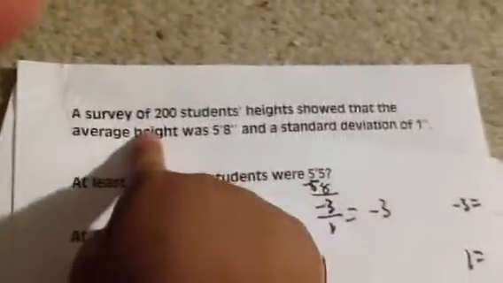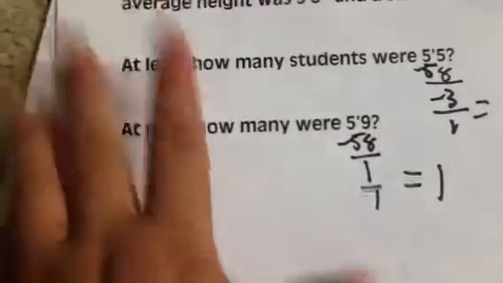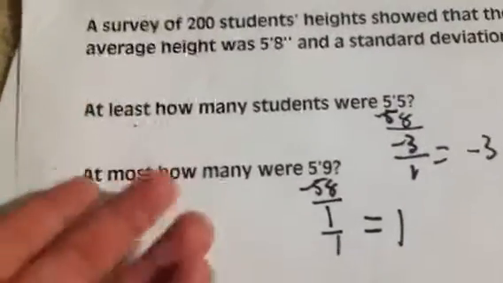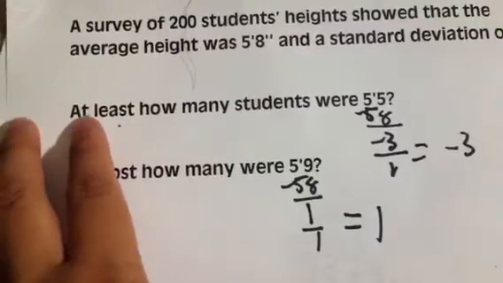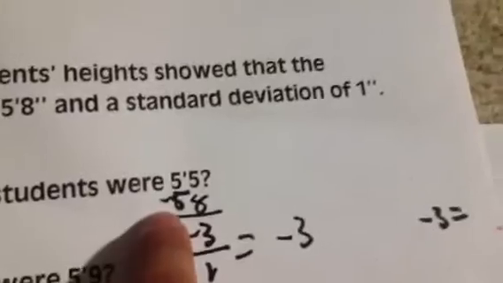A survey of 200 students, average height of 5'8", standard deviation of 1. Right. At least how many students were 5'5"? So you see that at least here. So that's the least amount of work you can do. So do more. So this is how many students were more than 5'5". Basically, it's the same thing reworded. So subtract the mu from the x, you get -3 inches. So -3.